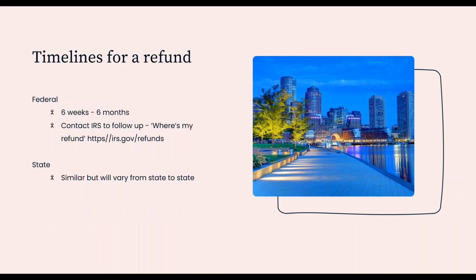And next then, just looking at timelines for a refund. So if you're due a refund on your federal taxes, the IRS will say it generally takes between 6 weeks and 6 months for that to come through. Now, we generally see it's on the shorter end of the scale. It normally comes through within that 6-week period, but they do say to allow that time frame.